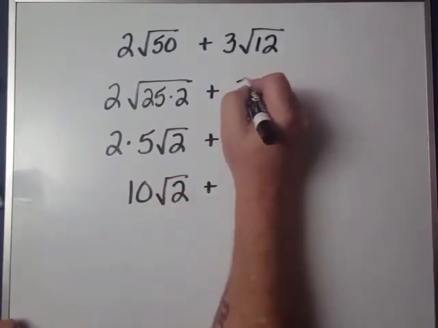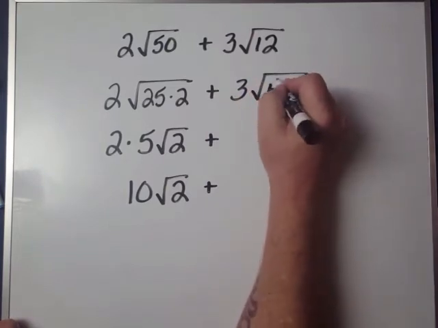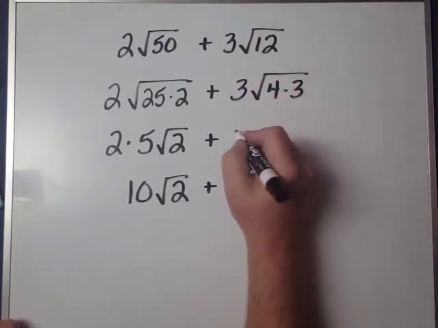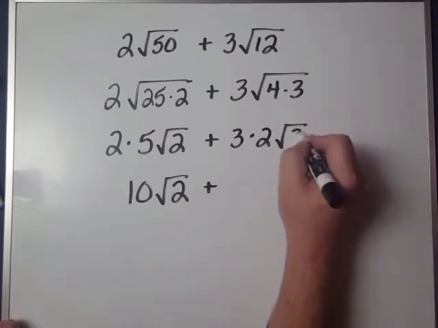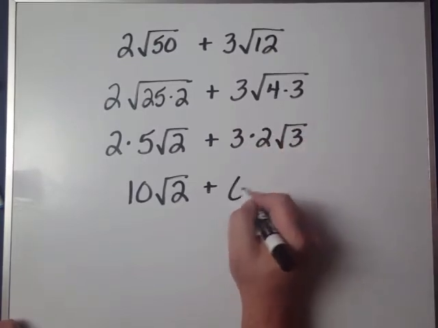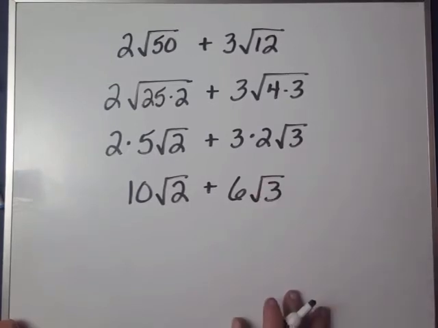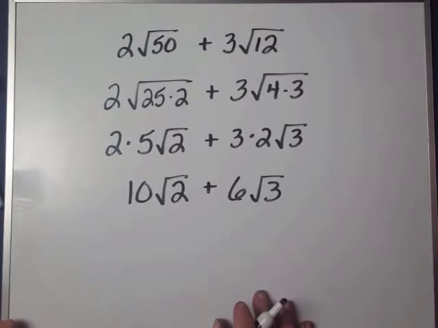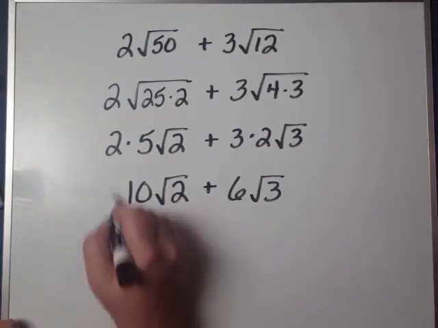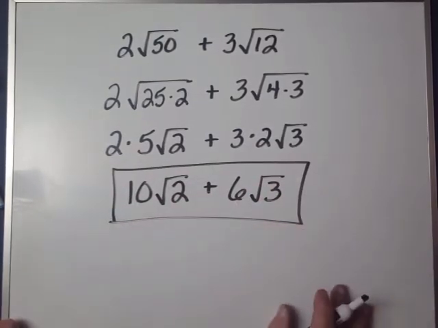My second term, that 12 contains a 4. 4 times 3. Square root of 4 is 2. And so we have 6 square roots of 3. These are unlike radical terms. So there's nothing else I can do. This would be my final answer.